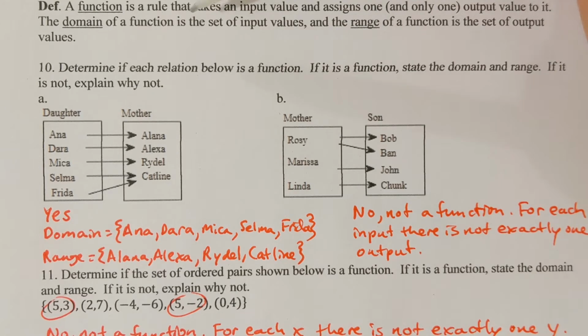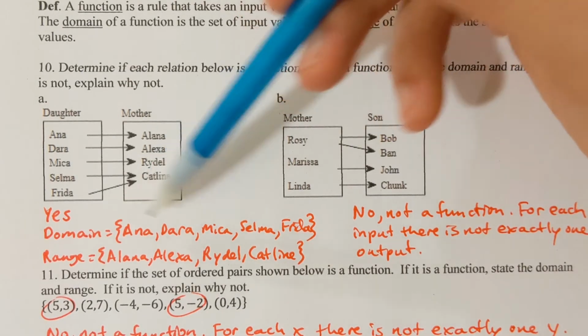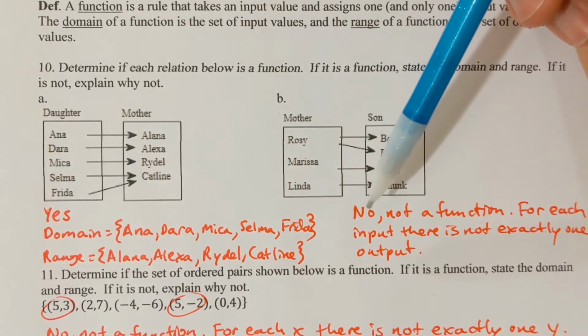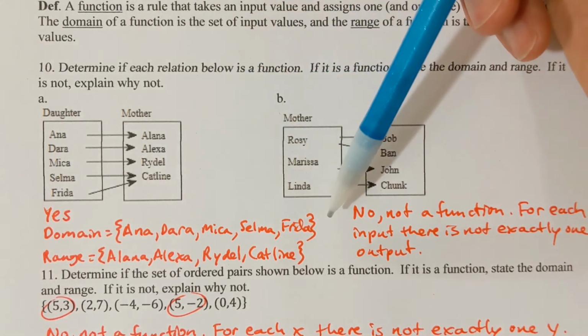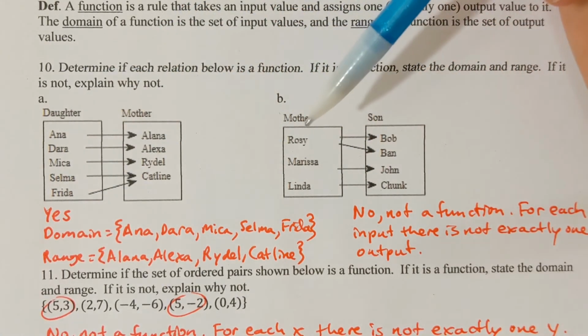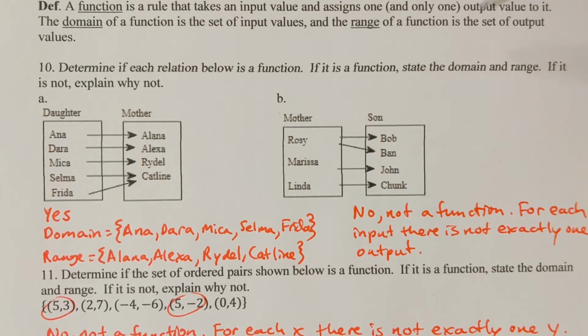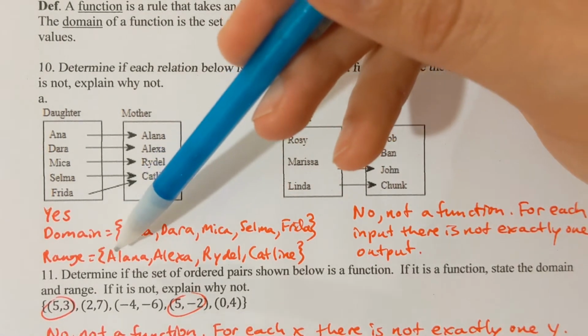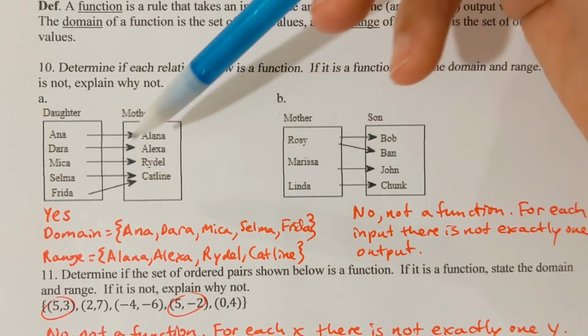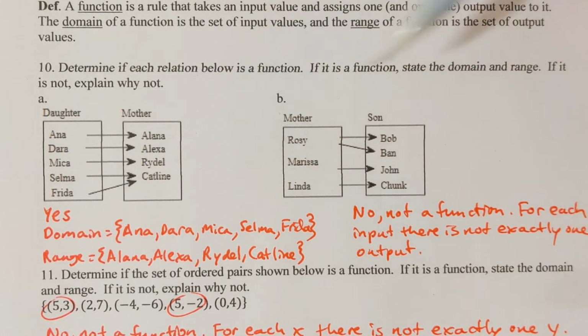The domain is the set of all the input values. Set is a key word there, so I want to make sure I'm using set bracket notation when I list the items in the domain, and I would just be listing the names that I see here that are the daughters. The range is also a set, the set of all output values. So again, I want to use set bracket notation, and I would just list the names that I see that are the mothers listed.